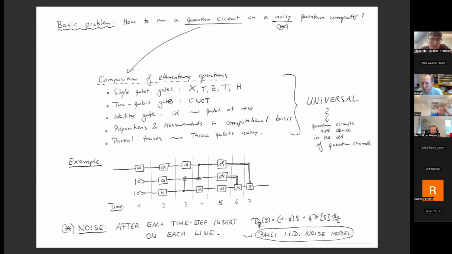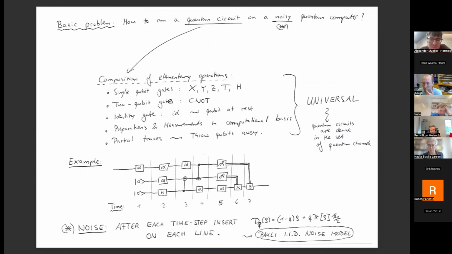So a typical set would be the single qubit gates X, Y, Z, the T gate is very important, and the Hadamard gate. Then you need to have some 2-qubit gate. So the CNOT gate is a popular choice, which is drawn in the circuit diagrams as this little plus connected to a dot. Of course, you have the identity gate, which is a qubit at rest, which in ideal quantum computing would not matter. But if you have a noisy quantum computer, then identity gates or idle qubits, this matters. And you have preparations and measurements in the computational basis. And maybe you also have the ability to do partial traces, like throw qubits away.